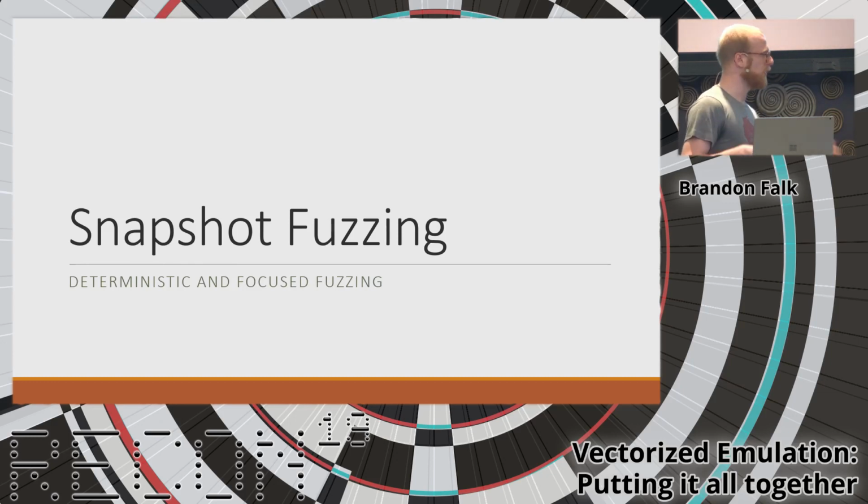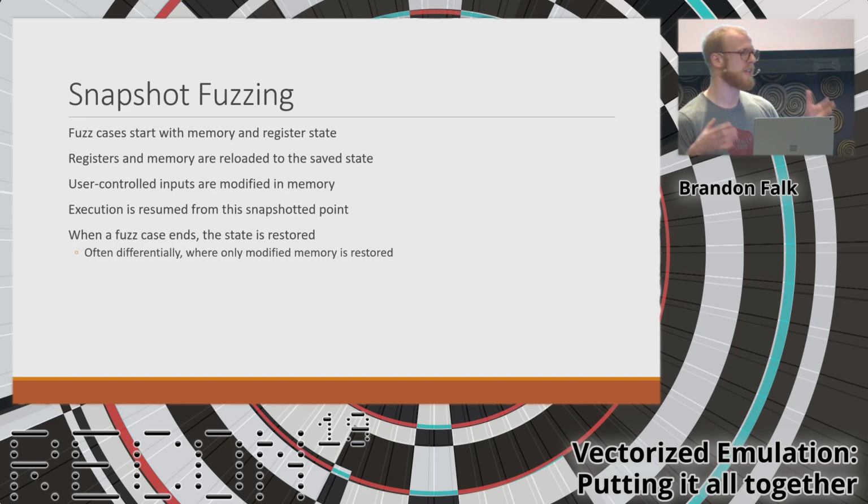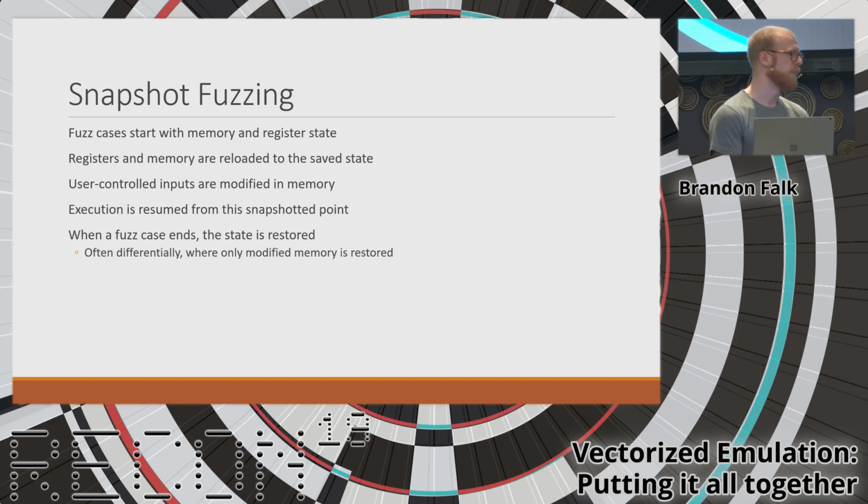So, to make all of this feasible, we need to talk about snapshot fuzzing, which is effectively the process of taking a snapshot of a program or a system or whatever it is. Usually that just includes the device state, the memory state, and the register state. If you're looking at a specific application and not a whole system, you can get by with just memory and registers, because you don't really have devices you need to emulate.